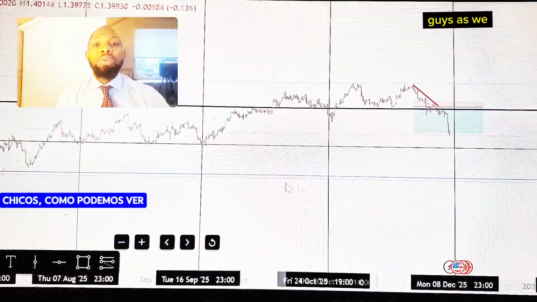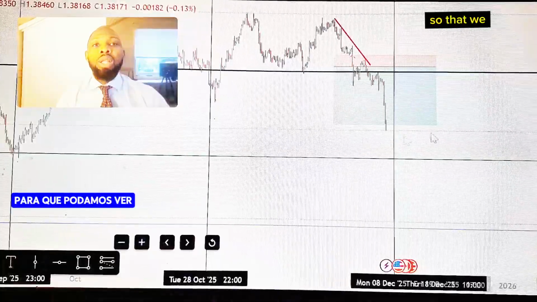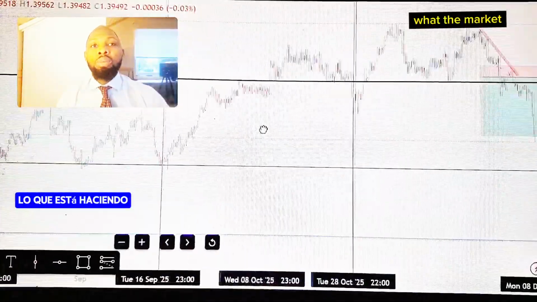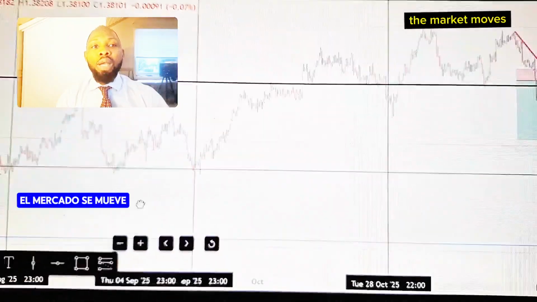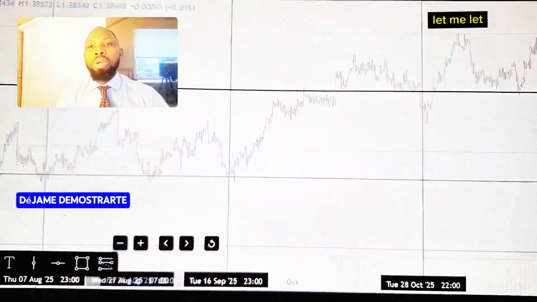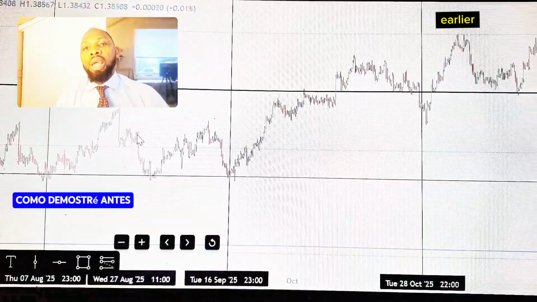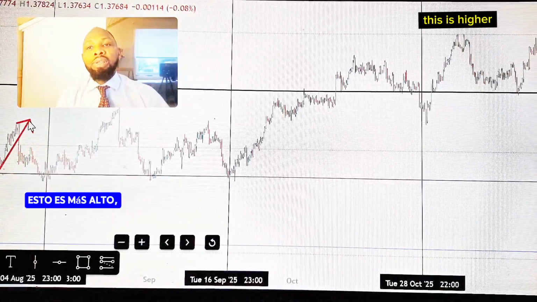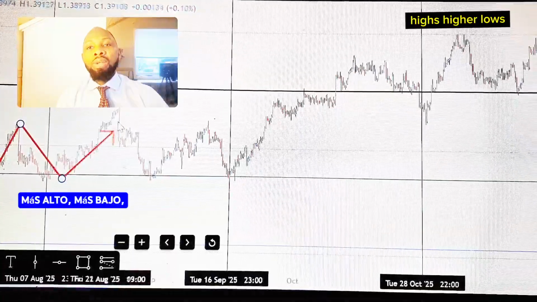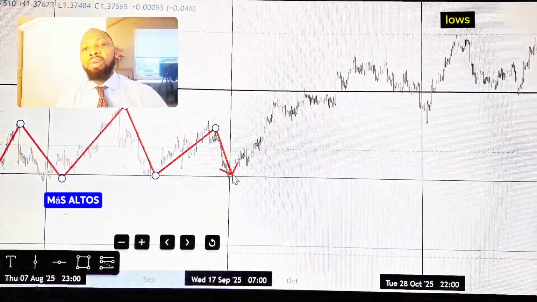So guys, as we can see in this chart, the reason why I made it very small is so that we can actually see what the market is doing. We can see these waves. The market moves in the form of waves. Let me demonstrate to you as I demonstrated earlier. So the market is making higher highs. Look here, this is higher highs, higher lows, higher highs, higher lows, higher highs, higher lows.